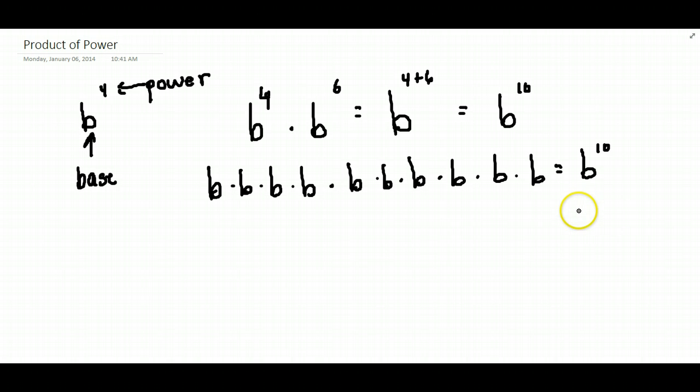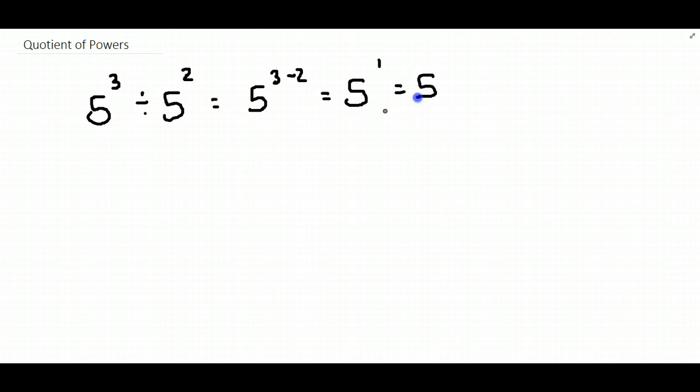Okay, so now let's look at quotient of powers, so division. If you have 5 to the 3rd power divided by 5 to the 2nd power, in a product we add our exponents, and in quotient of powers we subtract them if you have the same base. So in this case our base is 5. So we have 5 raised to the 3 minus 2, which is 5 to the 1st power, or just 5.